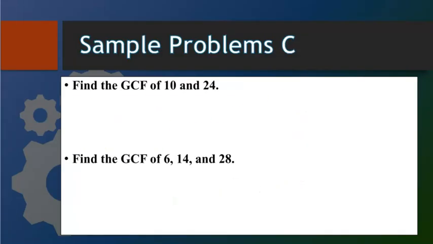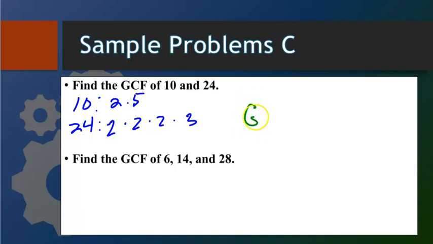Next, find the greatest common factor of 10 and 24. So 10 would be 2 times 5, and 24 would be 8 times 3, and 8 is 2 times 2 times 2, and 3. They both have at least 2, so the greatest common factor amongst them would be 2.